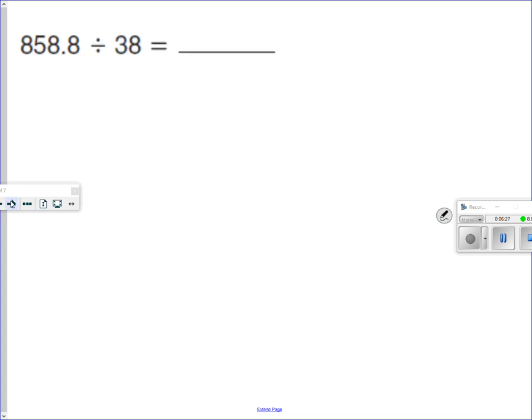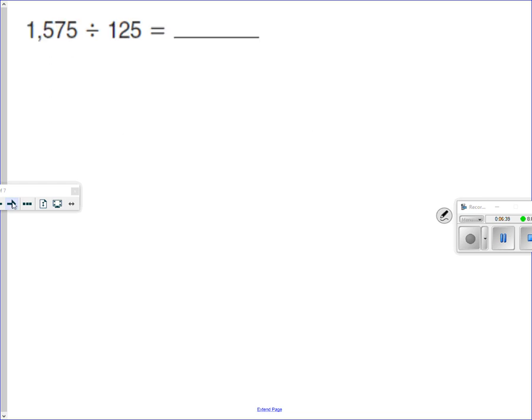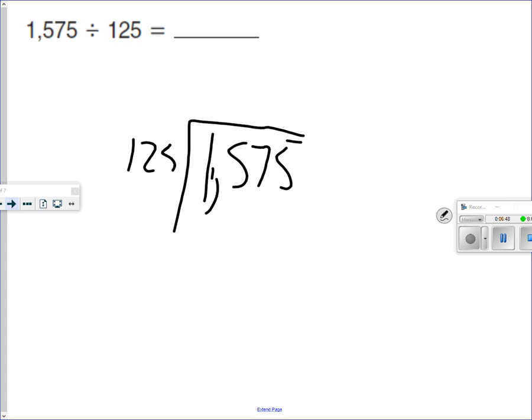Next problem. I have 858 and 8/10 divided by 38. Put 2 spots after that decimal. Okay. Next one. 1,575 divided by 125. Okay. Decimal, decimal, just in case we need it. If we don't need it, then we're done. Okay, but that's where the decimal goes. Keep these things in mind.